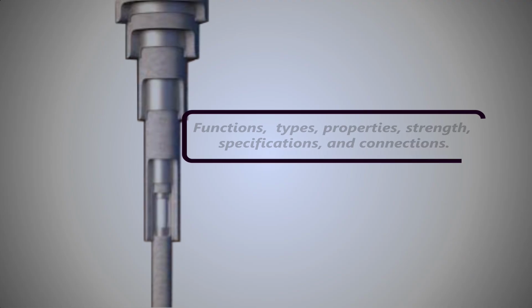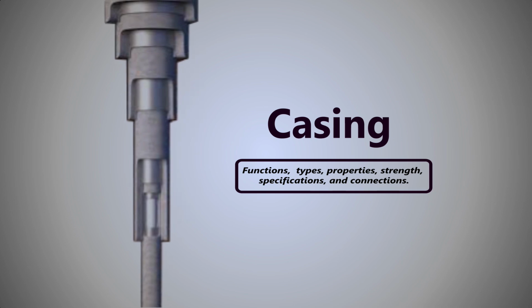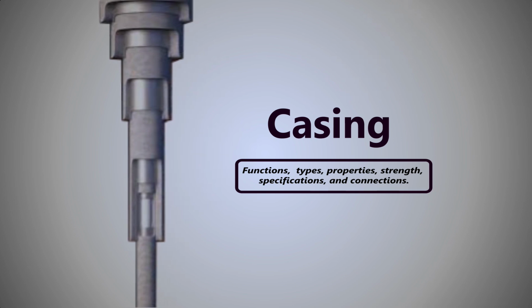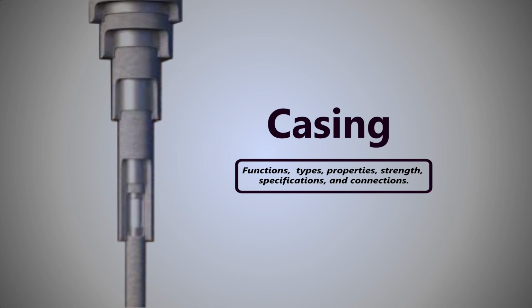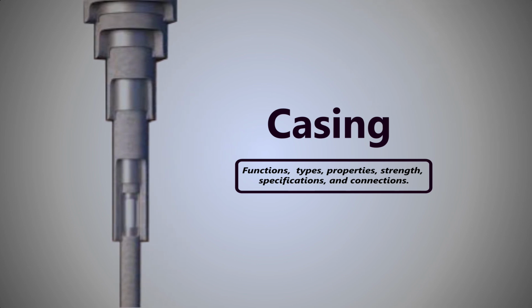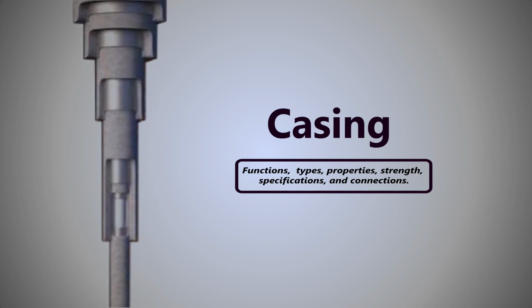Casing is one of the most fundamental elements in drilling and well construction. From the moment a well is spudded until it is finally abandoned, casing plays a critical role in maintaining safety, integrity, and efficiency. A failure in casing design or selection can lead to serious well control issues, environmental damage, or complete loss of the well.